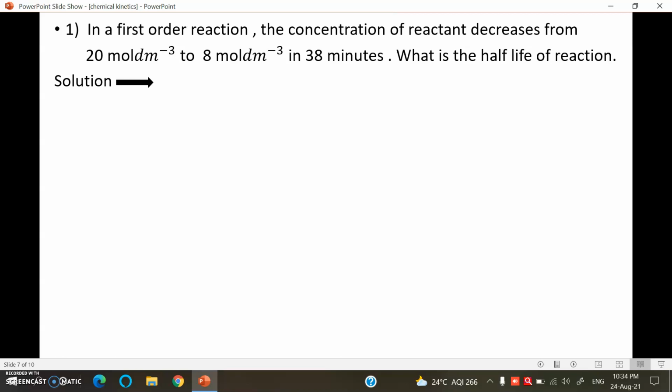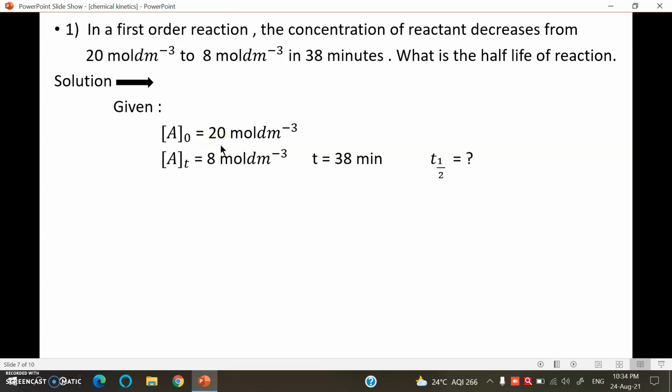first order. The initial concentration is 20 mole per cubic decimeter. After time t, 38 minutes, it reaches 8 mole per cubic decimeter. So concentration at time t is equal to 8 mole per cubic decimeter. We have to calculate the half-life time of the first order reaction. So we have to first calculate the rate constant of the first order reaction using the given values.